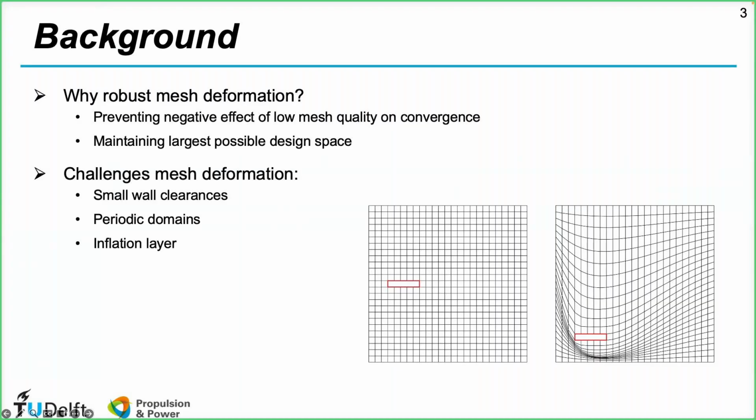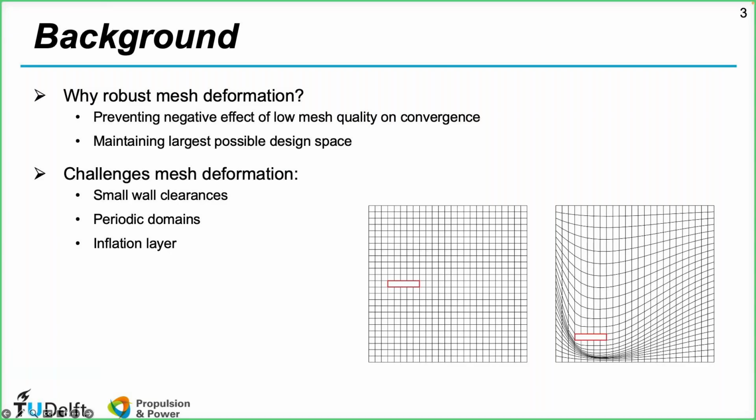The first can be having small wall clearances and applying large deformations in that area. And to illustrate this, I prepared this simple square mesh which has a red block here in the middle. And if we displace that block downward, you can already see here on the right that near the wall, there's a high skewing of the mesh cells, which significantly reduces the mesh quality.